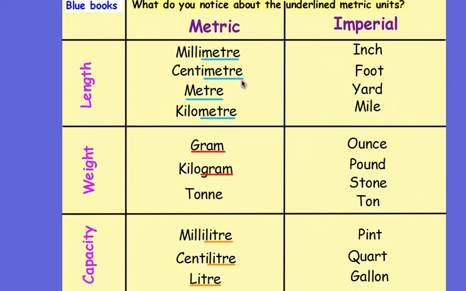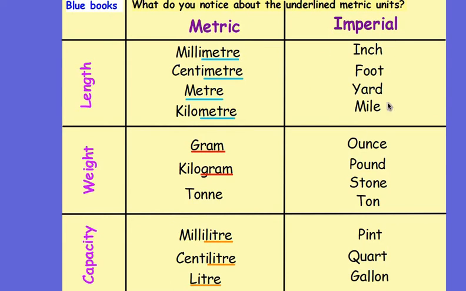And these are the correct answers. Under length, anything that ended in metre was a metric unit of length. Anything that ended in grams was a metric unit of weight. Also, tonne with a double N-E is a metric unit of weight. And anything that ended in litre was a metric unit of capacity.